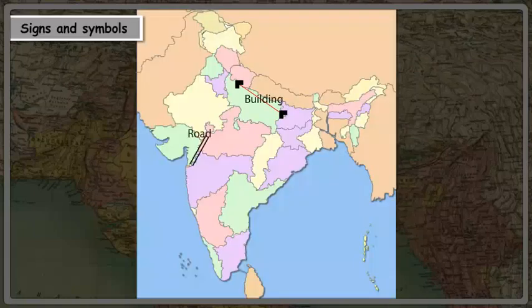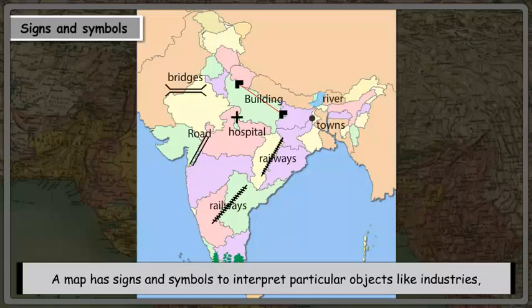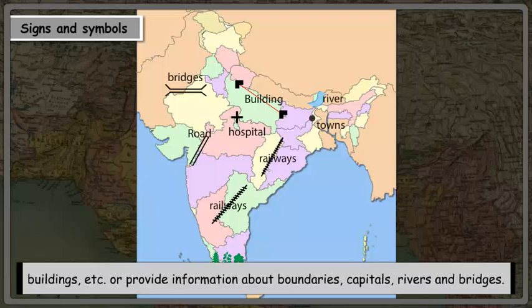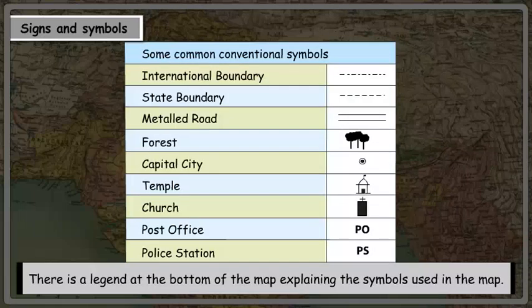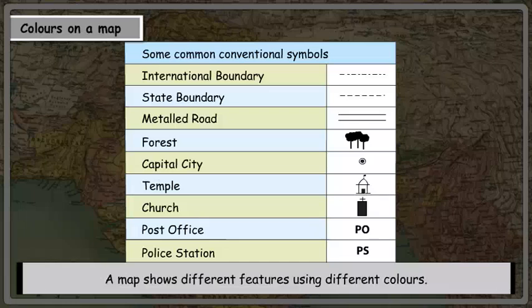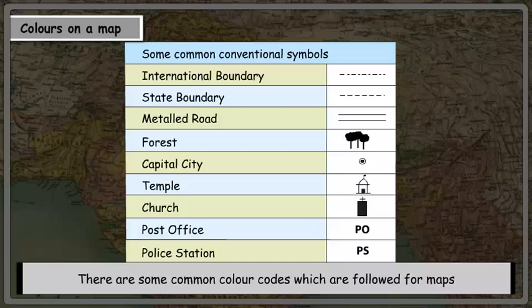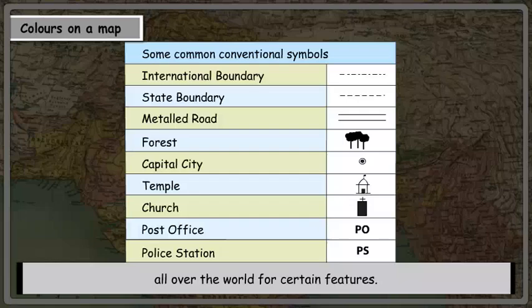Signs and symbols. A map has signs and symbols to interpret particular objects like industries, buildings, etc., or provide information about boundaries, capitals, rivers, and bridges. There is a legend at the bottom of the map explaining the symbols used in the map. Colors on a map. A map shows different features using different colors. There are some common color codes which are followed for maps all over the world for certain features.